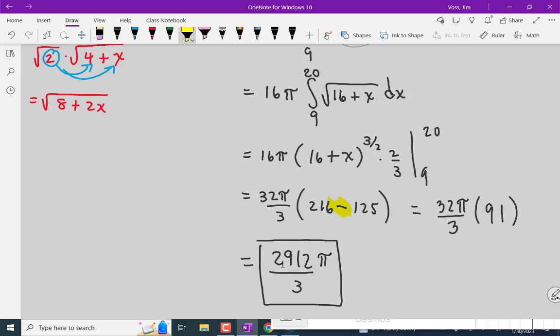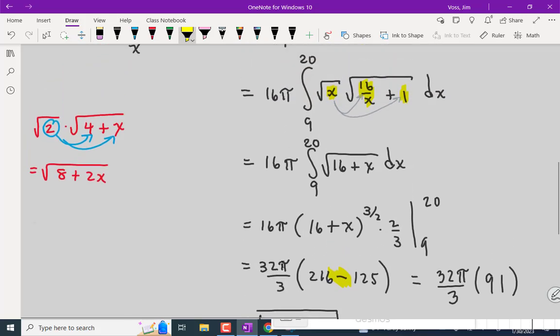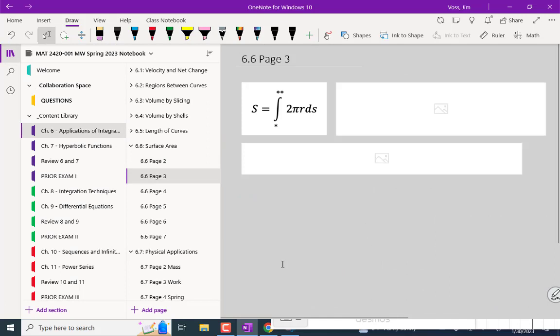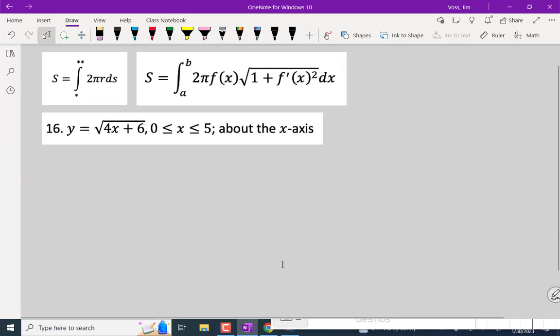It's getting late. Okay, so any questions on any step there? Really similar to arc length. Only difference is that we have a 2 pi r out in front. So let's try another one.